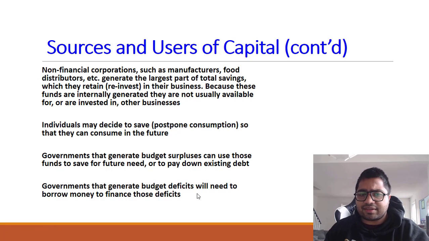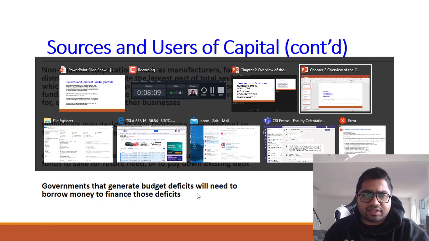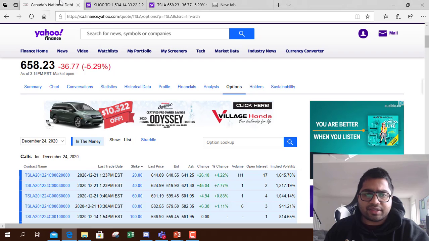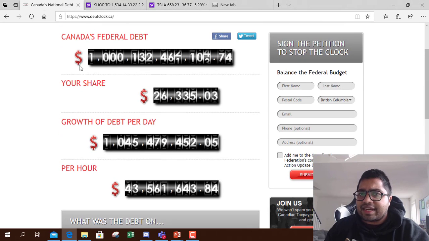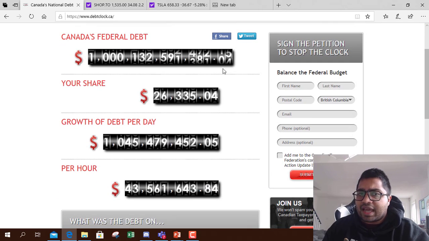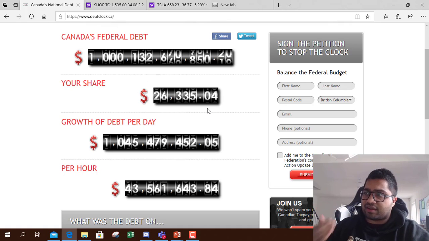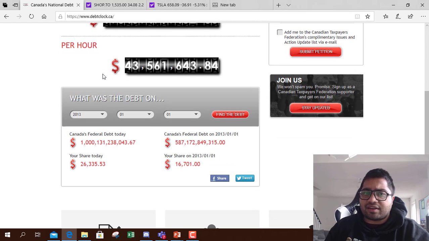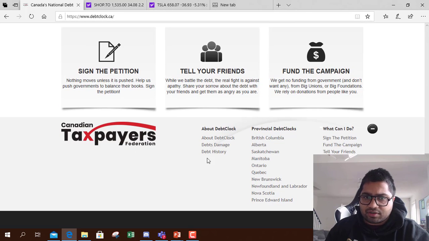So if you look at Canada, you can actually see the borrowing that the Canadian government is doing. So this is the Canadian debt clock. It will show how much federal debt is there, how much money the federal government has borrowed. So it is over $1 trillion right now, and the per individual, per citizen share is $26,000 that the government of Canada at the federal level has borrowed. So this is just the federal level. You can even look at provincial clocks.